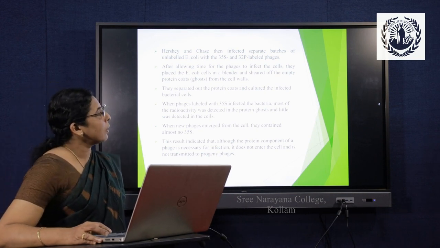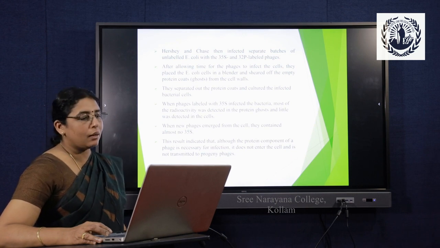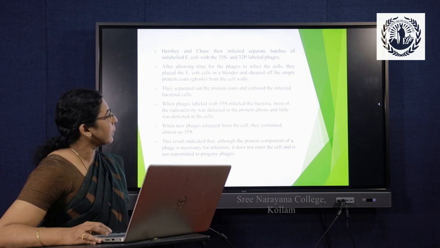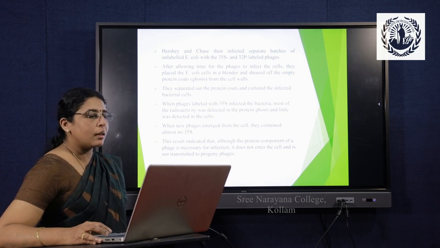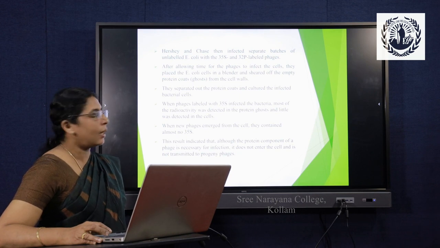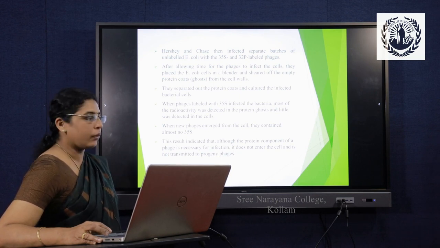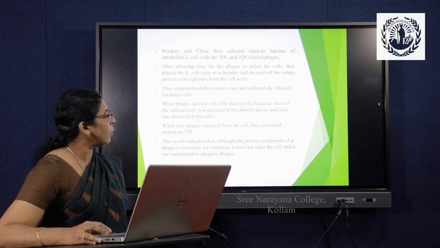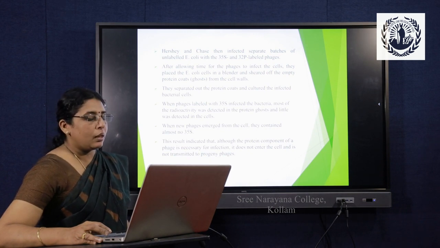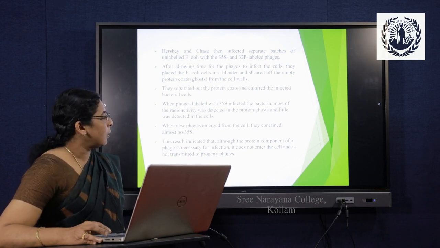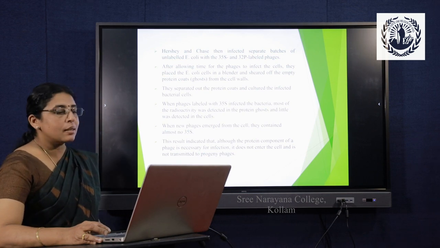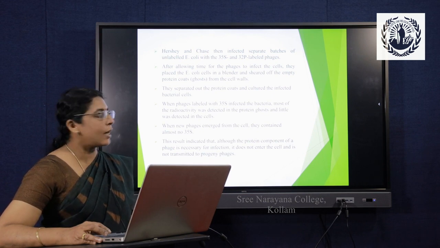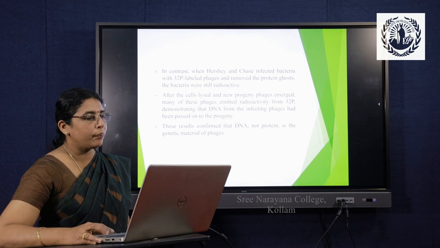They separated out the protein coats and cultured the infected bacterial cells again. When phages labeled with S35 infected the bacteria, most of the radioactivity was detected in the protein ghosts and little was detected in the cells. When new phages emerged from the cell, they contained almost no S35. These results indicated that the protein component of a phage is necessary for infection. It does not enter the cell and is not transmitted to the progeny phages.